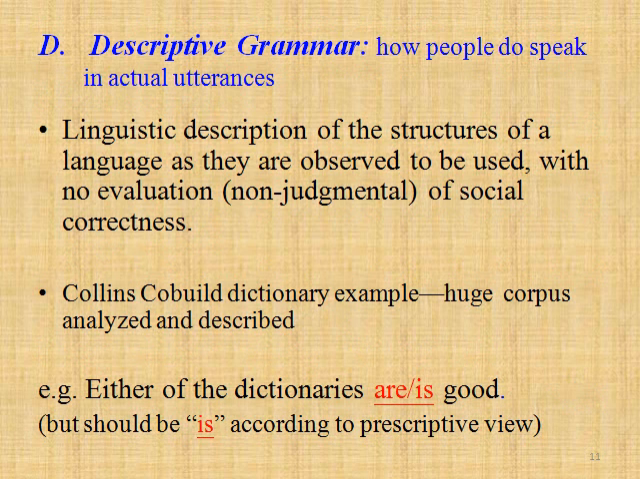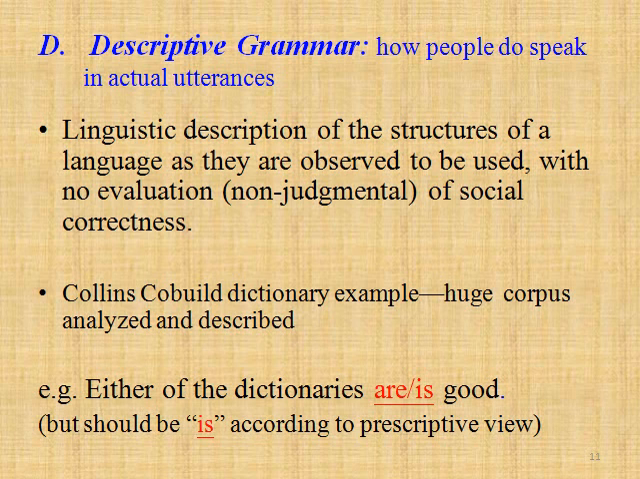For descriptive grammar, it is how people actually speak in real utterances. So here, it is a linguistic description of the structures of a language as they are observed to be used, with no evaluation and no judgment of social correctness. We talk as long as we can. There is no evaluation or judgment whether your spoken English is right or wrong. For example, the Collins COBUILD dictionary describes words like huge through corpus analysis.